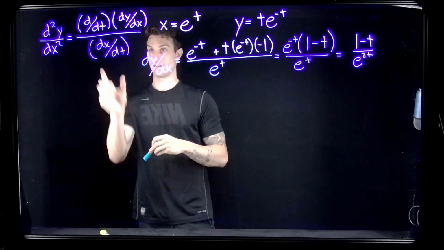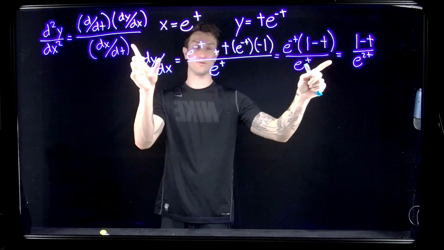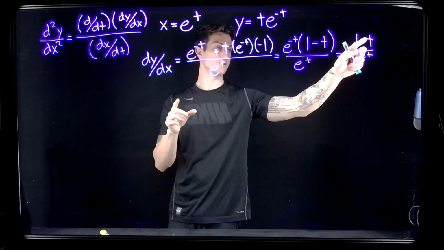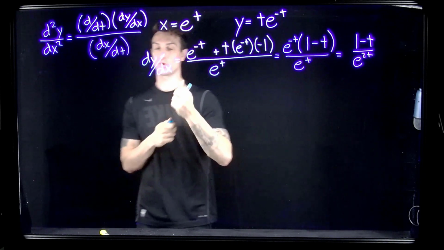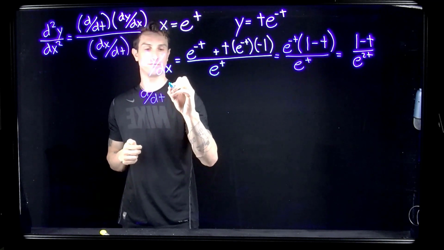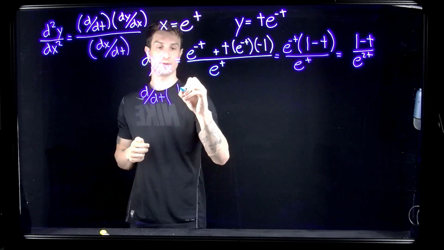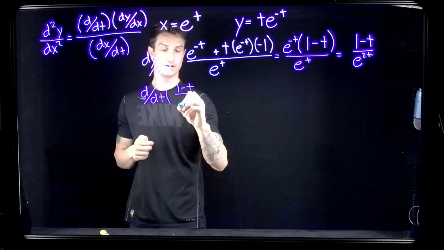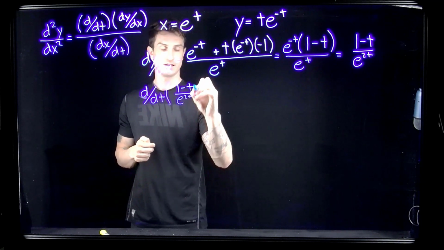Okay, and now the next thing we want to do is take the derivative with respect to t of this. Well, what do we have here is a quotient, right? So we're going to need to do a quotient rule. Let's write out everything here in full. We have 1 minus t in the numerator, e to the 2t in the denominator.